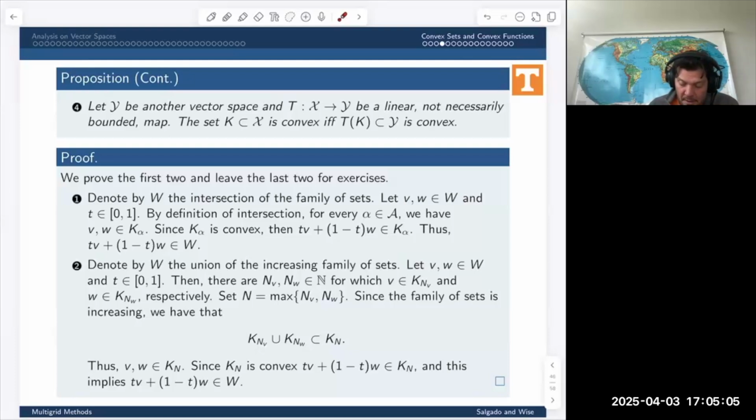Thus, V and W are in K_n, but K_n is a convex set, so this point has to be in K_n. And therefore, because we're taking a union, this implies that tV plus (1 minus t)W, this interpolated point, is also in the union. Okay, so this one I think is a little bit more subtle than even one is, but that's the proof.